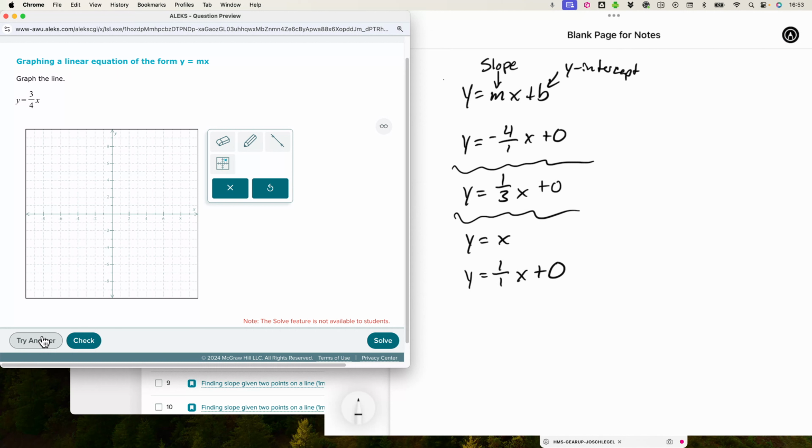Okay, this time we've got y equals 3/4 x. And again, you can consider having a plus 0 at the end, which means that this would start at the origin. And then the slope says to go up 3 and to the right 4.